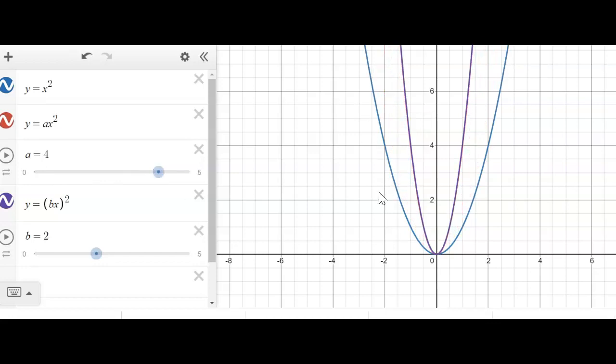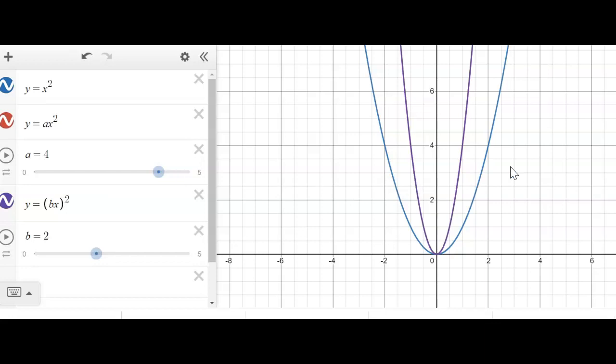So the blue curve is y equals x squared. We can only see the purple line, but underneath the purple line is the red line. And you can see that they're equal. All right, so I've just proven that y equals 4x squared and y equals 2x all squared are the same thing. And when you think about it, squaring 2 gives you 4 anyway.